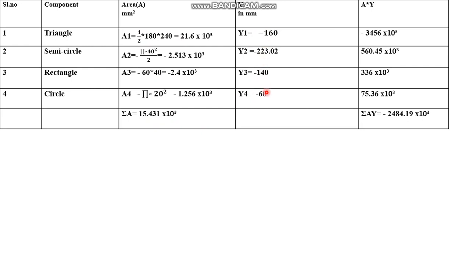All the y values you have taken negative. If you take them positive also, no problem, but then you will get y as a positive value. Since a is positive and y1 is negative, you get a negative answer, and for the remaining, minus into minus gives positive. So this is the summation of ay. y bar is given by summation of ay divided by summation of a. Finally you get y bar as 160.98 mm, but negative because you are measuring from the apex point.